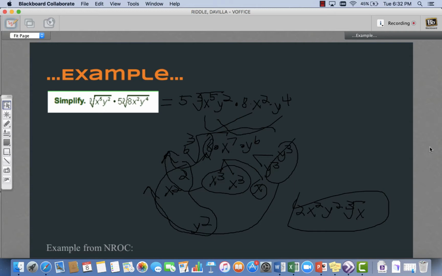So whenever they say simplify, the translation basically means put as many variables and numbers as you can on the outside. And that's how you would simplify these kinds of radicals here.